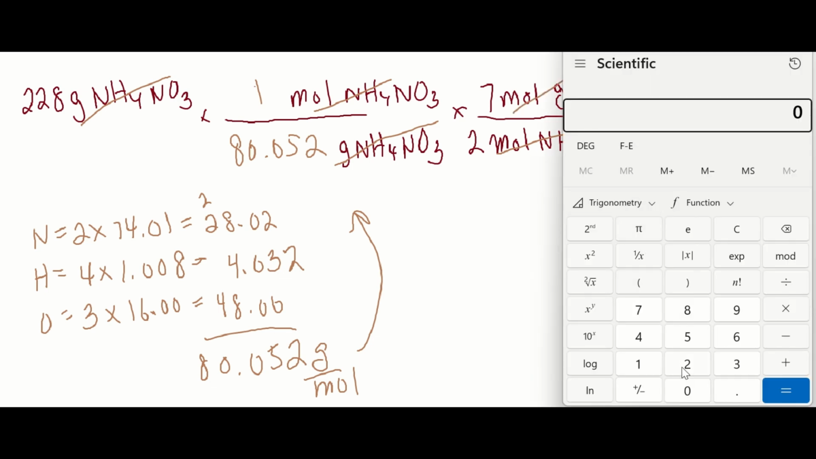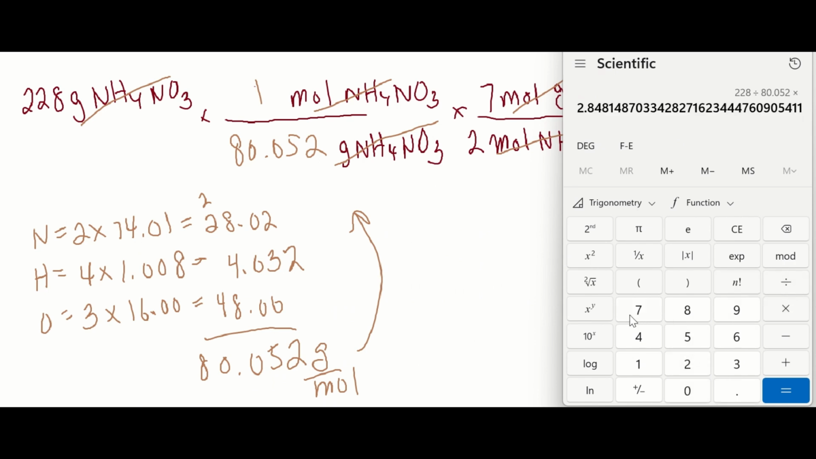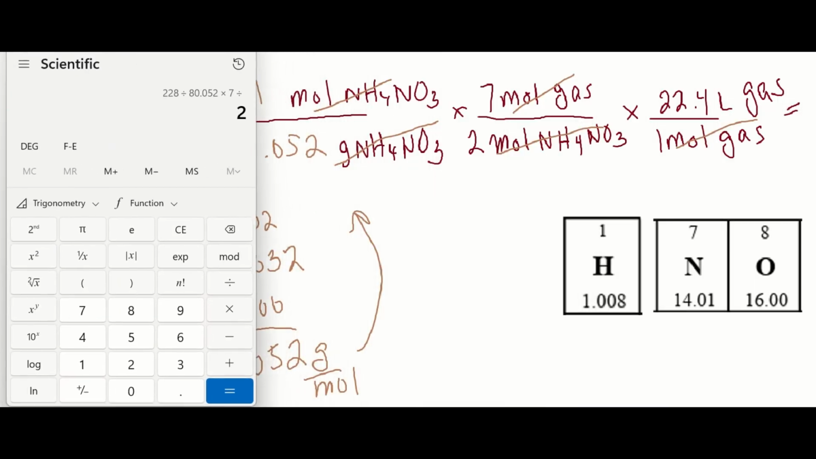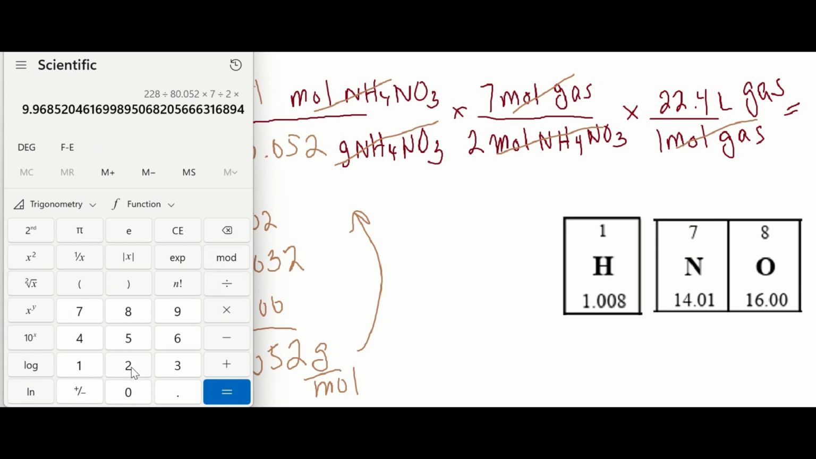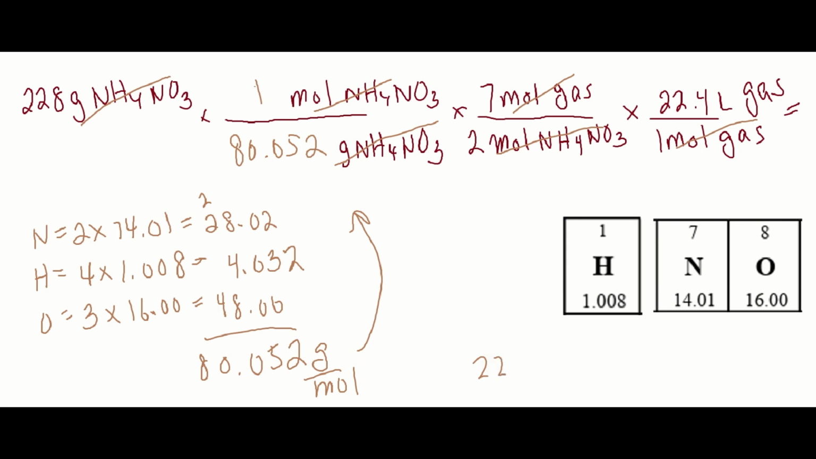So let's punch these numbers in our calculator. 228 divided by 80.052 times 7 divided by 2 times 22.4. All right, so our answer to 3 significant figures, because that's how many significant figures were given, is 223 liters. And that's our final answer.